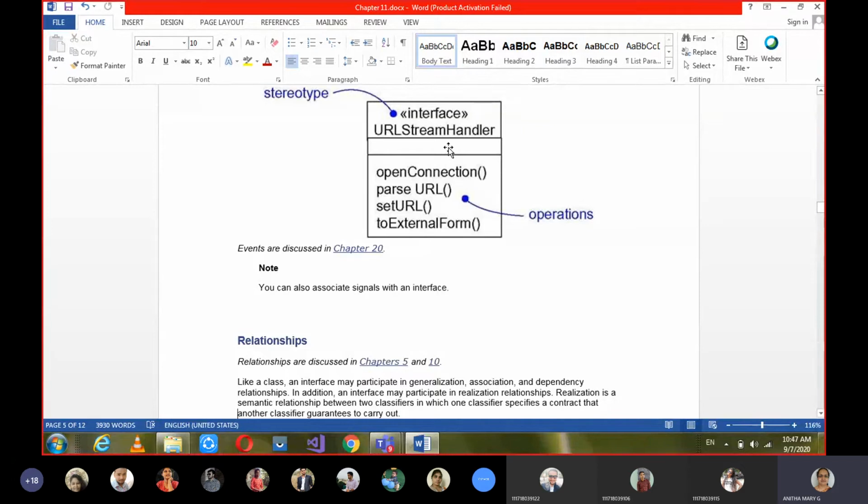Tell me why an interface does not have attributes. Anyone? It's a logical question.